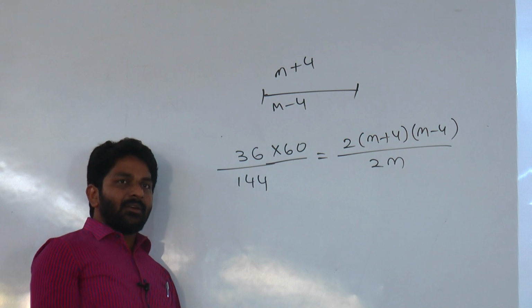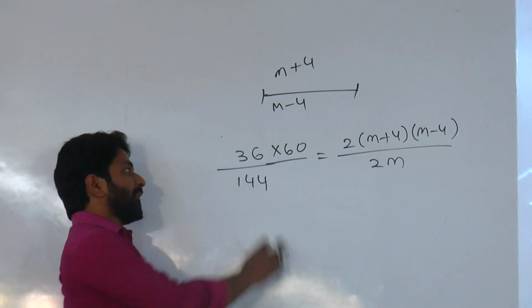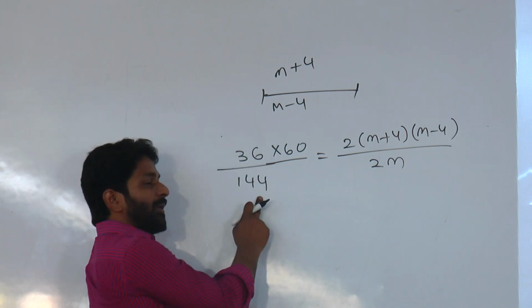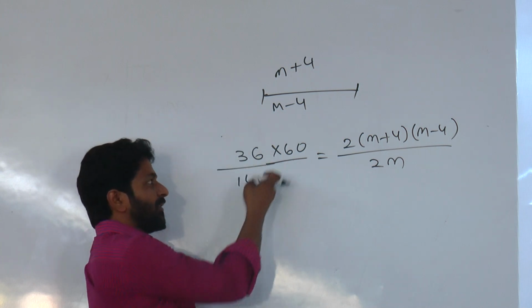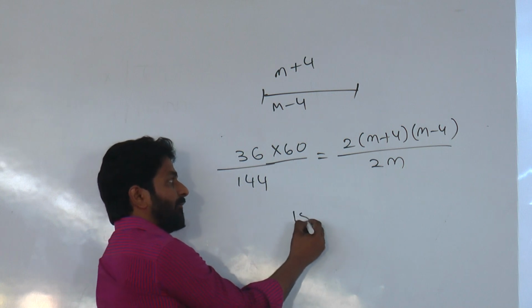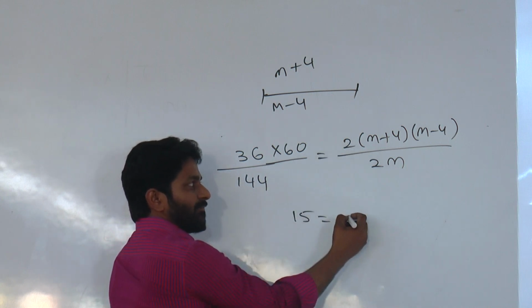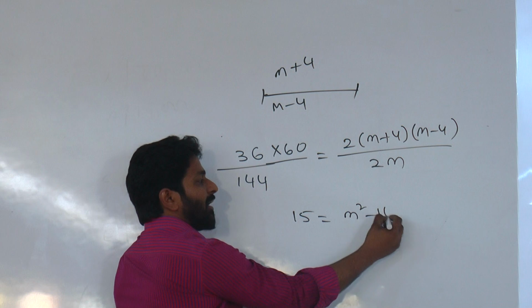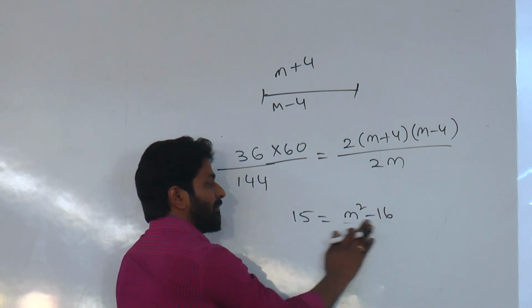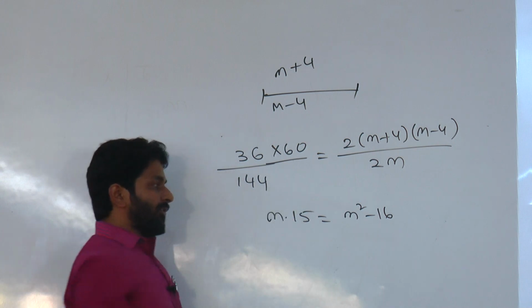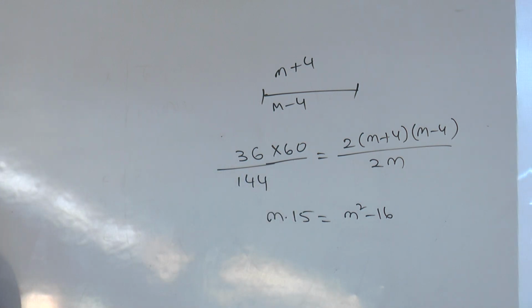Solving gives a quadratic. 36 how many times? 4 times. 60 by 4 is 15. 15 is equal to 2 to cancel, m square minus 16 by 2 by m. 15m is equal to m square minus 16.